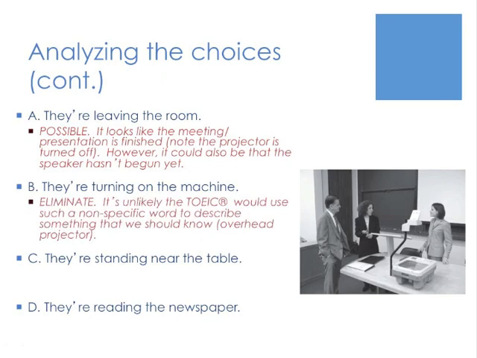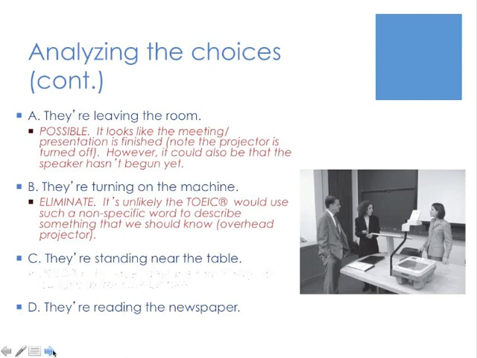Now for B, this one is definitely going to be one we can eliminate. First off, you notice the word machine is being used here. And the first thing we need to realize is that that's a pretty general word. Most likely, they would never use something that general on the test. So this is one that we can pretty much eliminate.